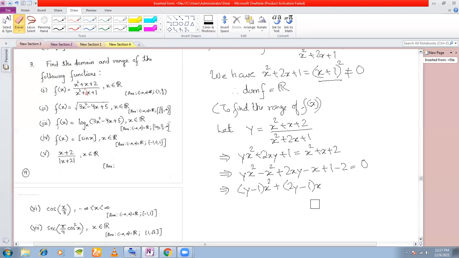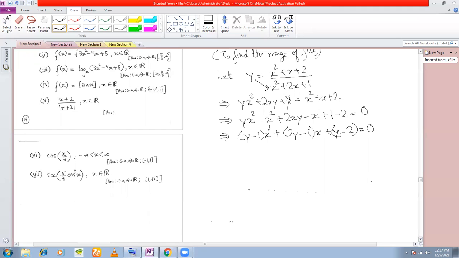Or is it y? This should be y, isn't it? When we are cross multiplying, when we multiply this, you get yx square plus 2xy plus y. Okay, so plus y minus 2. So we have expressed this as a quadratic in x.